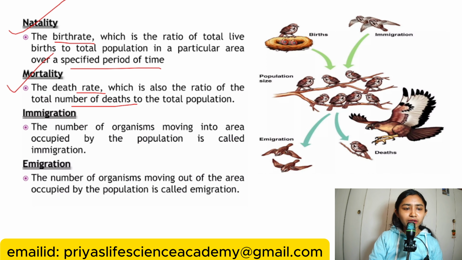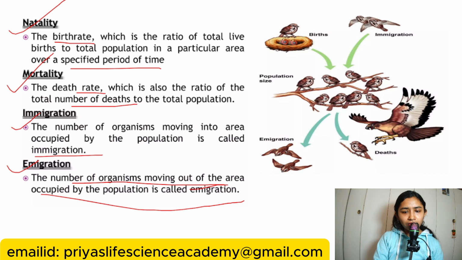Now I hope you understood what immigration is: the number of organisms moving into the area occupied by the population is called immigration. So some organisms are coming from the external world into that population region. And what is emigration? The number of organisms moving out of the area occupied by the population is called emigration.